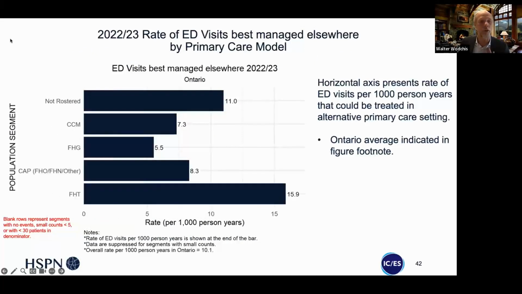And here I'm showing you the stratification by primary care model. Again, all 4 are shown. So as you can see, ED visits best managed elsewhere. This is for all of Ontario. You'll have your own. The overall Ontario average here is 10.1% of ED visits are ones that could be best managed elsewhere. You see here that that is actually about at that point for the people who are not rostered.